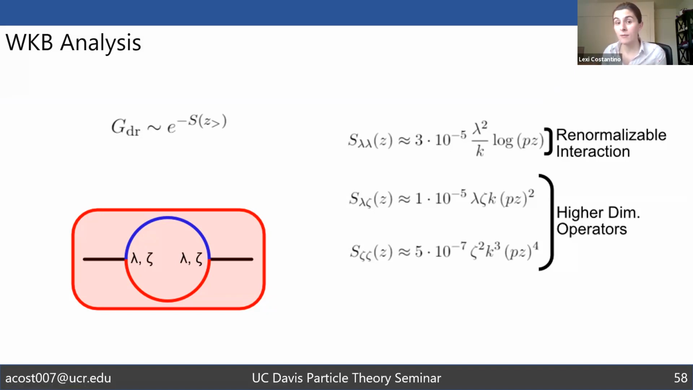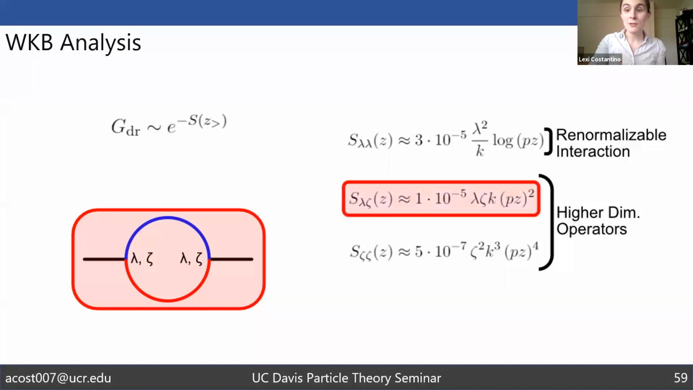And so now, to get to this form of the dressed propagator, we assumed large pz. I say large in quotes because it's order one, but it depends on some of the different parameters. So this is 10 to the minus five. At large pz, we have 10 to the minus five times a logarithm, 10 to the minus five times pz squared, and 10 to the minus seven times pz to the fourth. So this middle term will be dominant over the logarithm, but if we go to too high of pz, the zeta will become dominant. When we get to that point, we'll know that something's going on with the EFT, it's breaking down in some way. So for most of the region we're considering, this is going to be the dominant contribution to S.